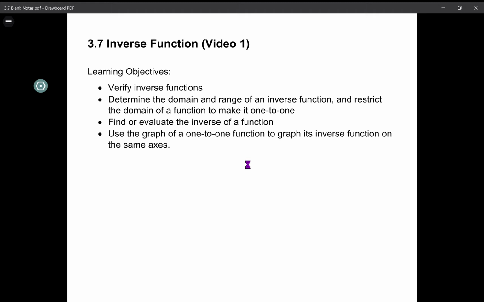Our learning objectives for this section are to verify inverse functions, to determine the domain and range of an inverse function, and if we need to restrict the domains to make it one-to-one, find and/or evaluate the inverse of a function, and use a graph of a one-to-one function to graph its inverse function. All right, so let's get started.